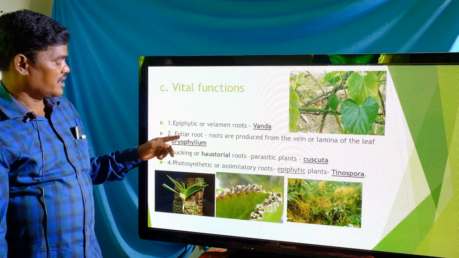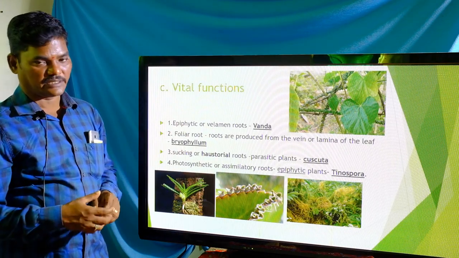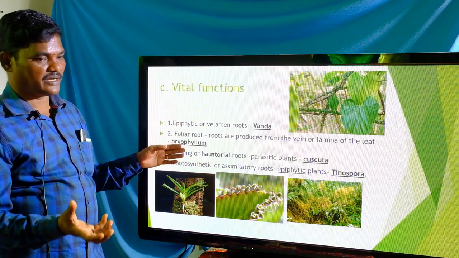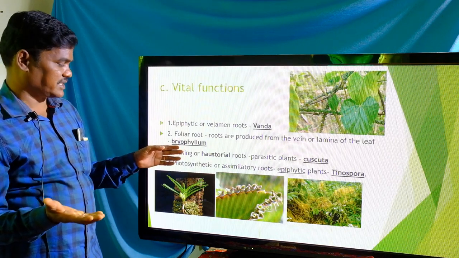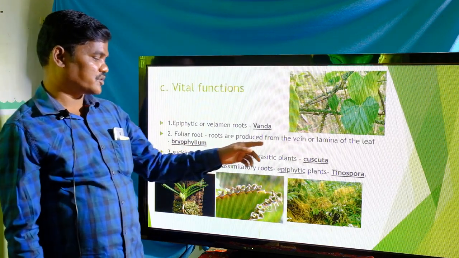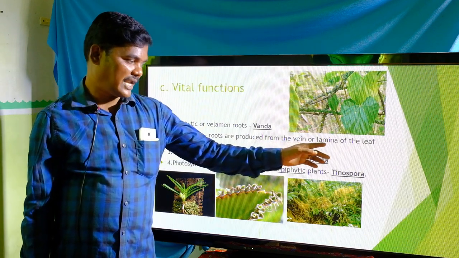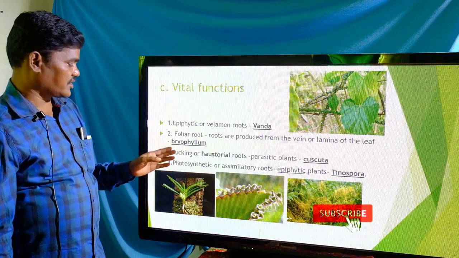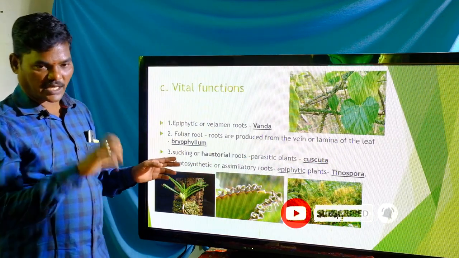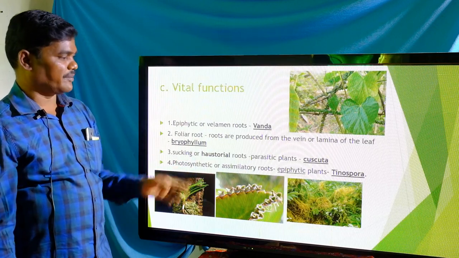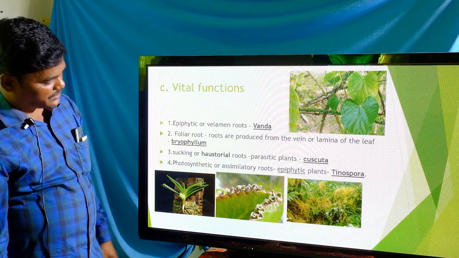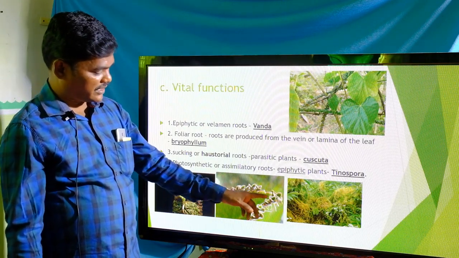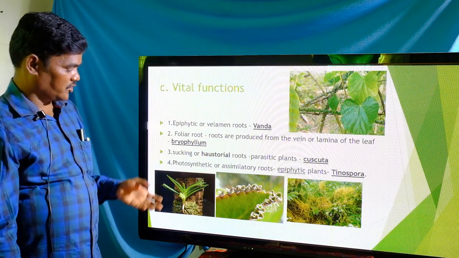Next, foliar root. Folio means leaves. They are green in color, and the root itself is leaf-like. Roots are produced from the vein or lamina. Lamina means the leaf blade. It is called a foliar root. The root arises from the leaves. Bryophyllum is an example. See that Bryophyllum, in the leaf itself the roots arise.